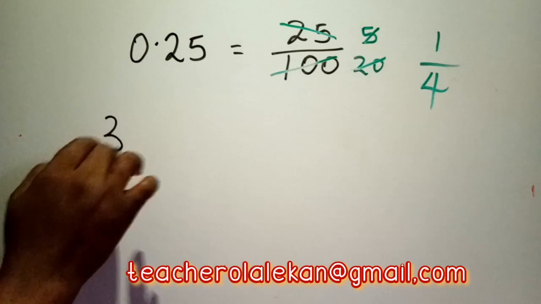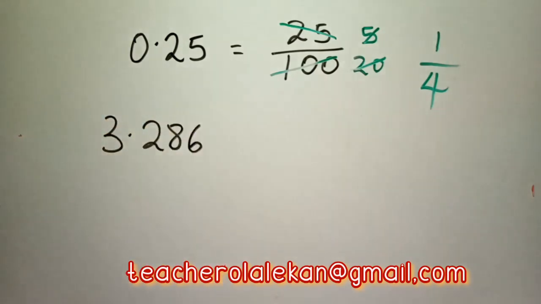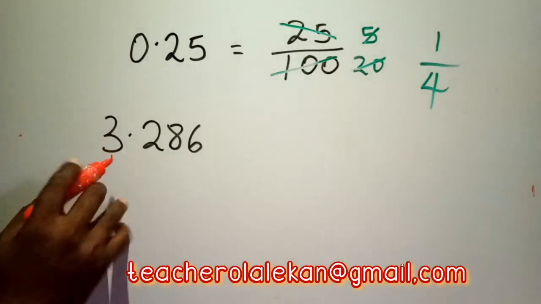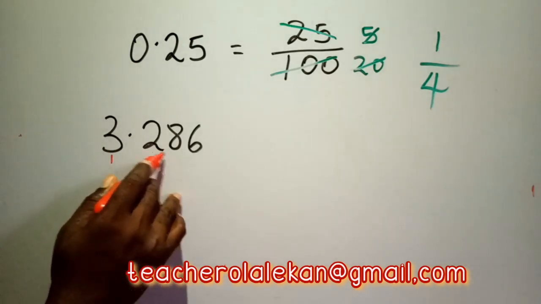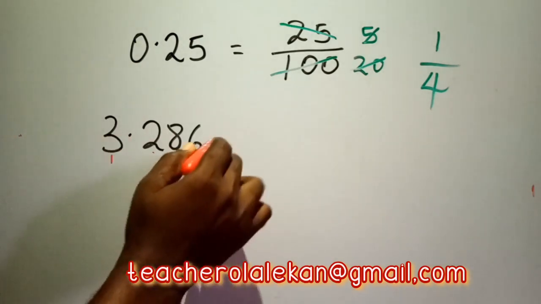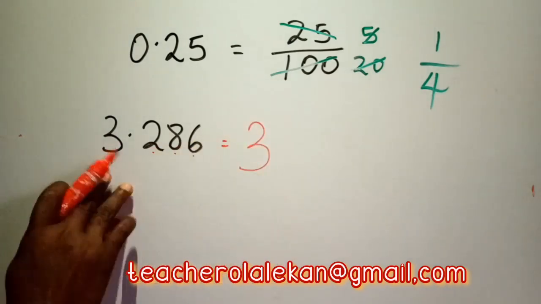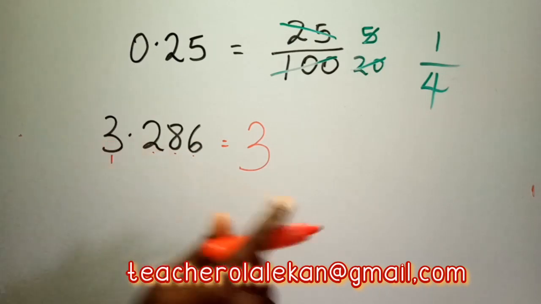Let's say we have 3.286. This is very big. It's going to give us a very big fraction. So don't forget that this is the unit. So we don't need to convert the unit. We only convert what we have after the decimal. So that is going to be 3. We write that as our whole number. So figures on the left hand side of the decimal are whole numbers.